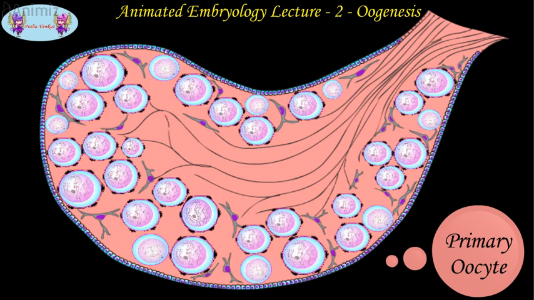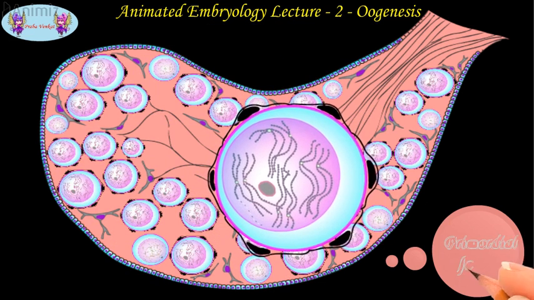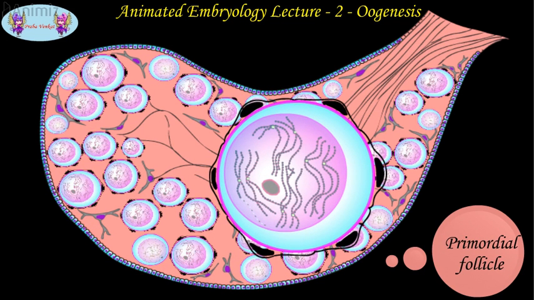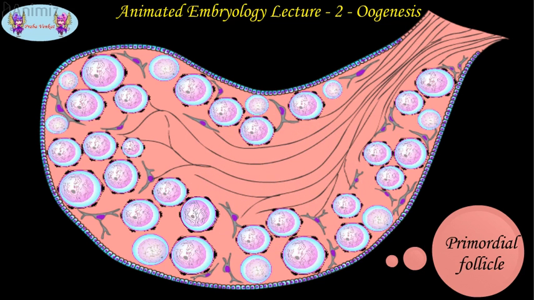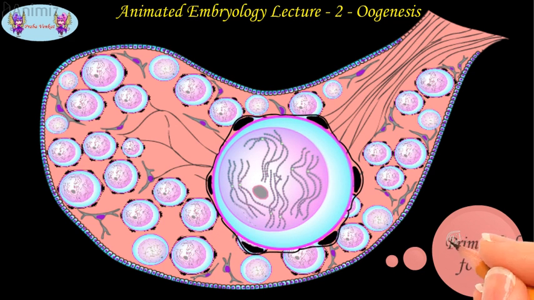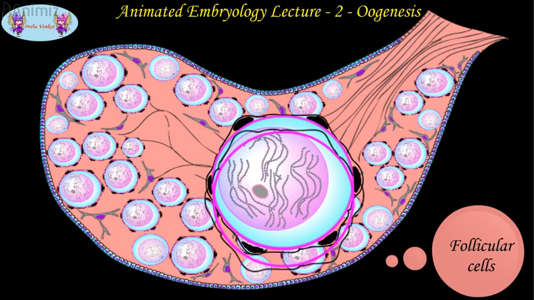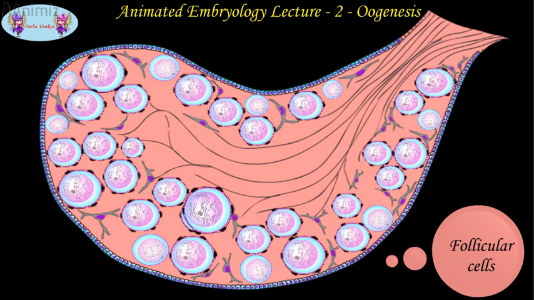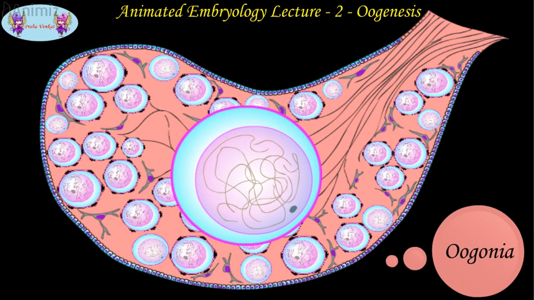These primary oocytes are individually surrounded by a layer of flat follicular cells, and the whole structure is called a primordial follicle. On screen, you can see the structure of the ovary of a 7-month-old female embryo. The cortex is mostly filled with primordial follicles, with the primary oocyte in the center and a surrounding layer of flat follicular cells. You can also appreciate a few oogonia over the surface.